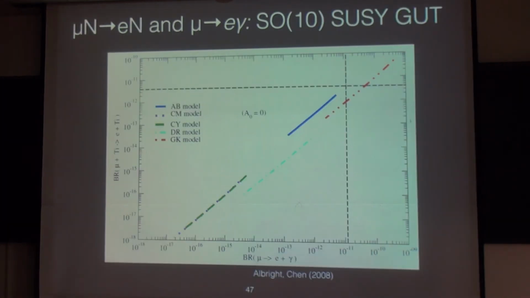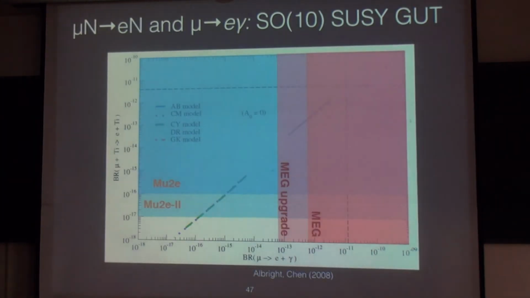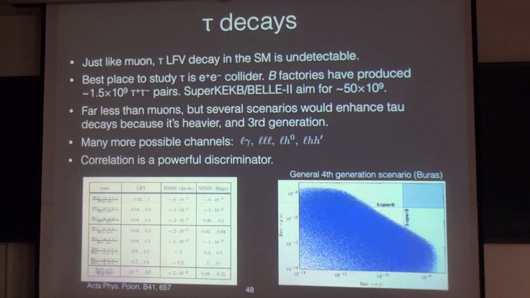And then, okay, we're going to skip that. Okay, so a few words on the tau decays. Just like muon, tau decay is also detectable in a single model. So in the B factory, you have about 1.5 billion tau pairs, and Super KEKB would have many more times more. But still much less than the muons, but several scenarios would enhance the tau decay because it's heavier, in the 3rd generation.